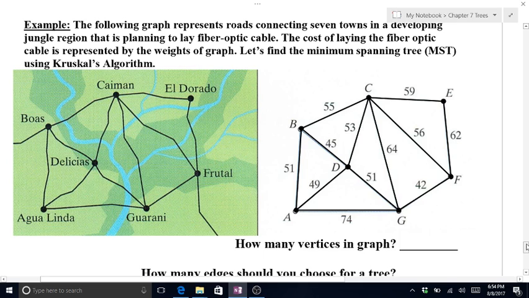So, the following graph represents roads connecting 7 towns in a developing jungle region that's planning to lay fiber optic cable. The cost of laying the fiber optic cable is represented by the weights on the graph. So, the numbers you see represent the cost. It doesn't say dollars or anything like that, so let's just assume it's dollars. I don't know. Let's find the minimum spanning tree using Kruskal's algorithm.